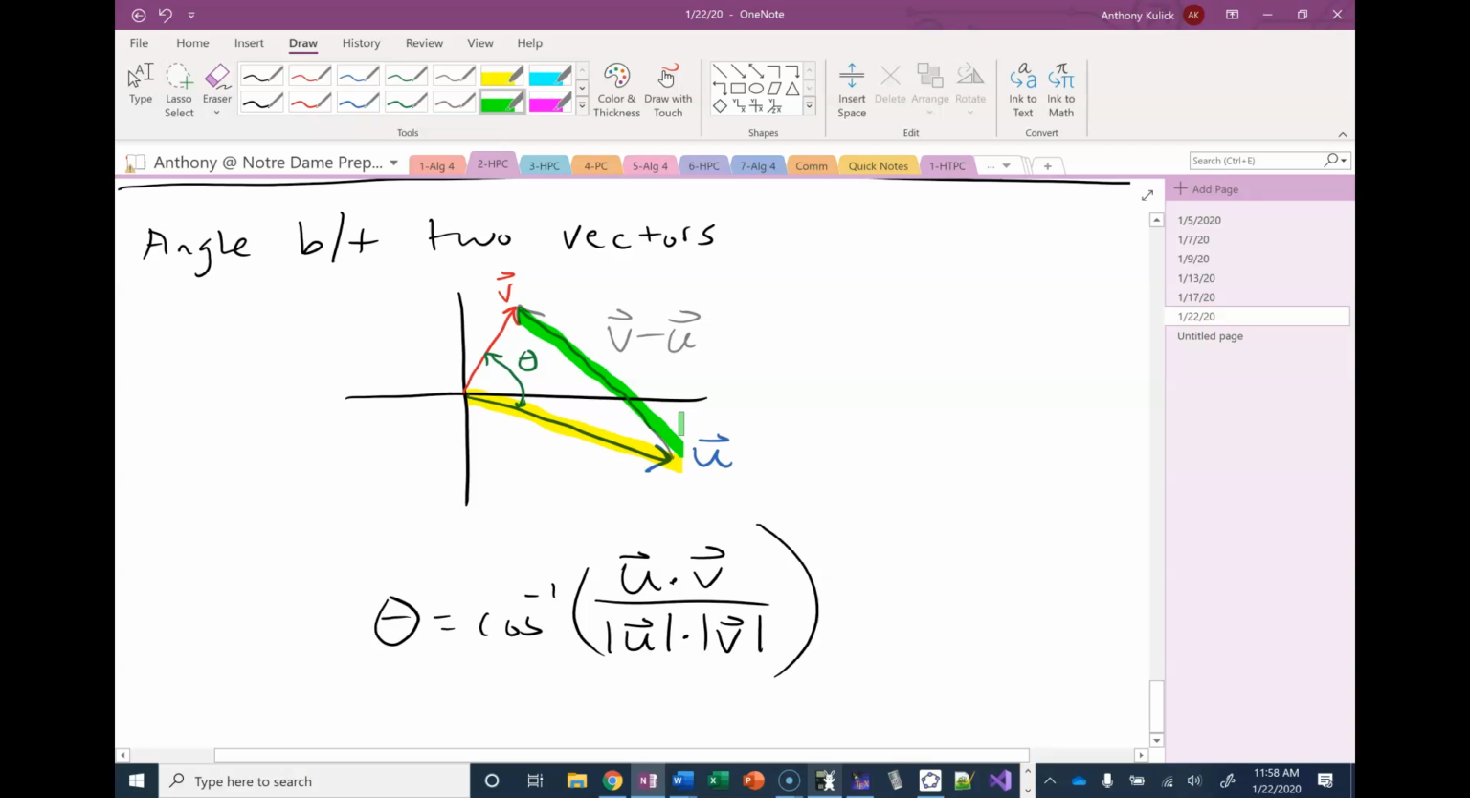Can you see that? So if they're put head to tail, that's the same thing as vector addition. So that's telling me u plus v minus u should equal v, which is exactly what I'm saying, right?